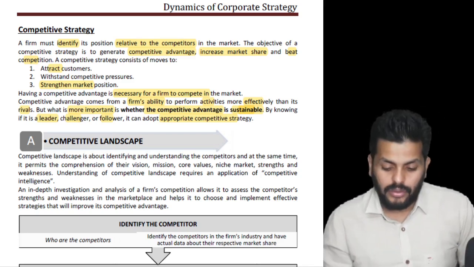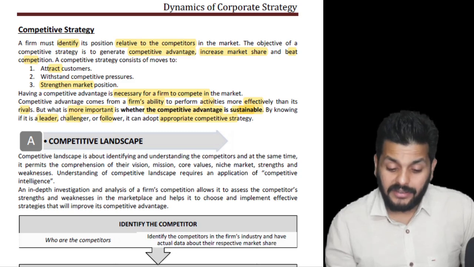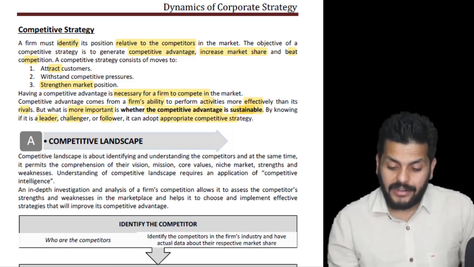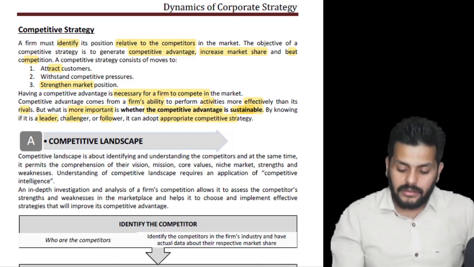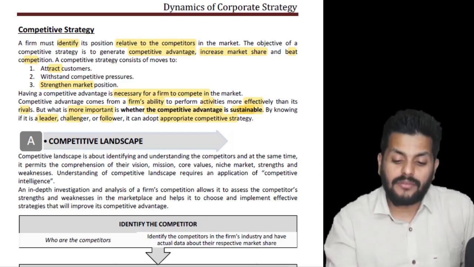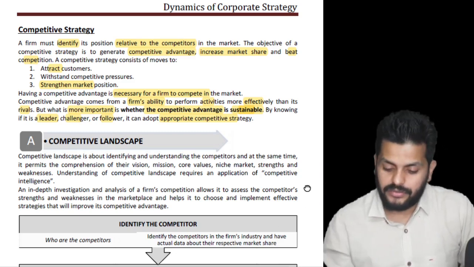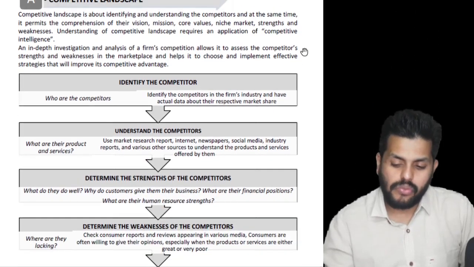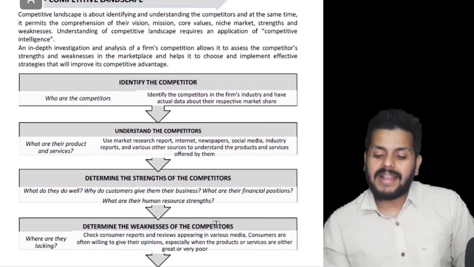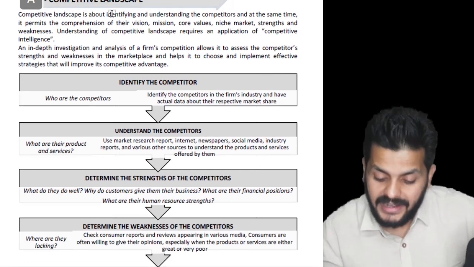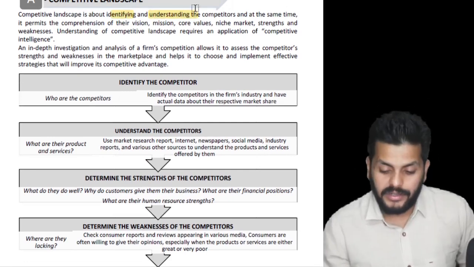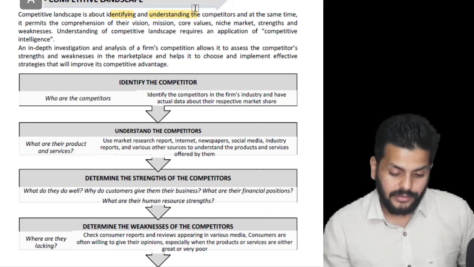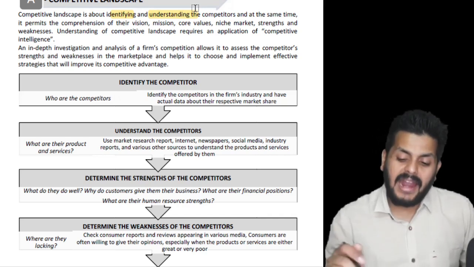Okay, so we will now go to that part of understanding our competitive landscape. Now, normally landscape is the entire surrounding around us. So let's see, in the context of competition, how do we understand? Five simple steps. Competitive landscape is about identifying and understanding. So I want you to underline both the words. Mark both those words, identifying and understanding.